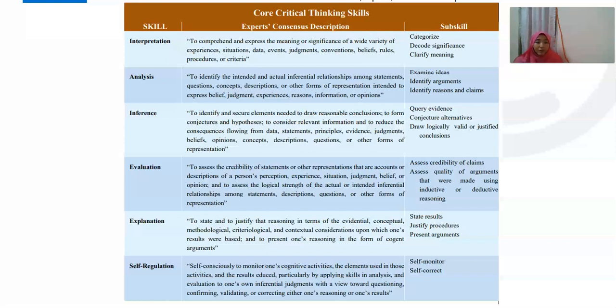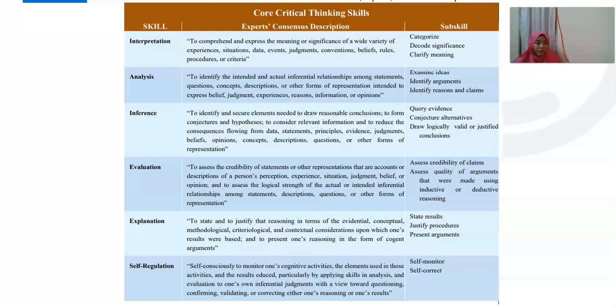Next we look at evaluation: to assess the credibility of a statement. You need to evaluate your statement, your inference, and check whether your inference is okay. That is the purpose of the evaluation skill. The sub-skills you need are assessing the credibility of claims and assessing the quality of arguments. For example, in our class, we have evaluation. Evaluation or assessment is normally to assess your understanding or knowledge. That is the purpose of evaluation.